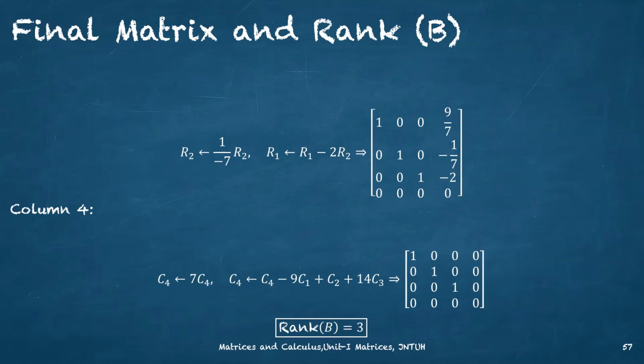Next, we focus on column 4. We multiply column 4 by 7, then update column 4 by subtracting 9 times column 1, adding column 2, and adding 14 times column 3. This simplifies column 4 to zeros in the first 3 rows. The final matrix is diagonal with 3 leading 1s and 1 zero row. Therefore, the rank of matrix B is 3.